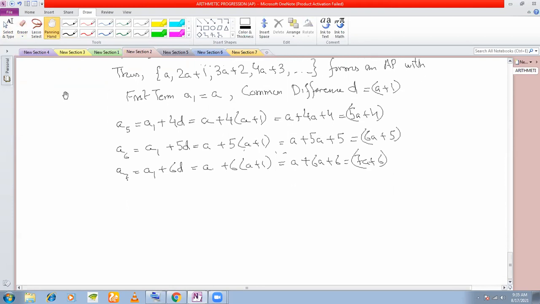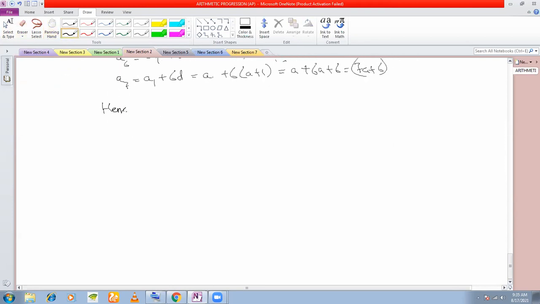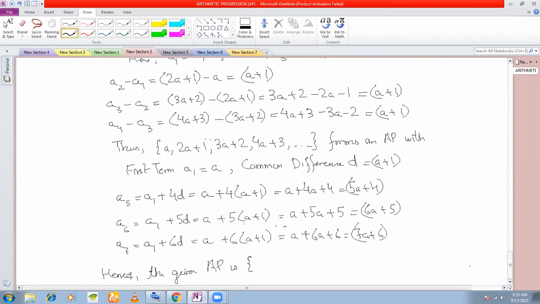So we can write, hence, the given AP is: write down the first four terms as they are. A, 2A plus 1, 3A plus 2, 4A plus 3, and the next three terms we have found out. The fifth term we have found out as 5A plus 4. Sixth term we found out as 6A plus 5. Seventh term we found out as 7A plus 6, and so on. So this is our AP.